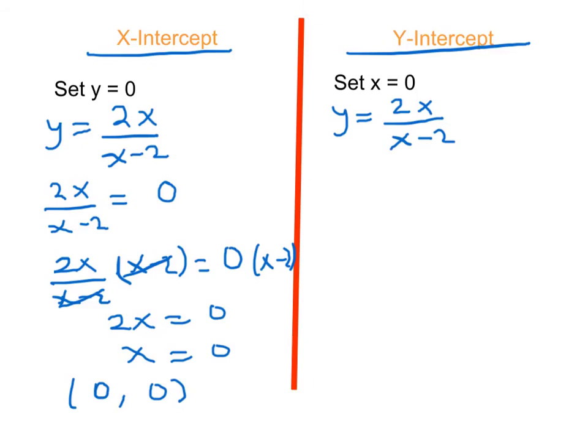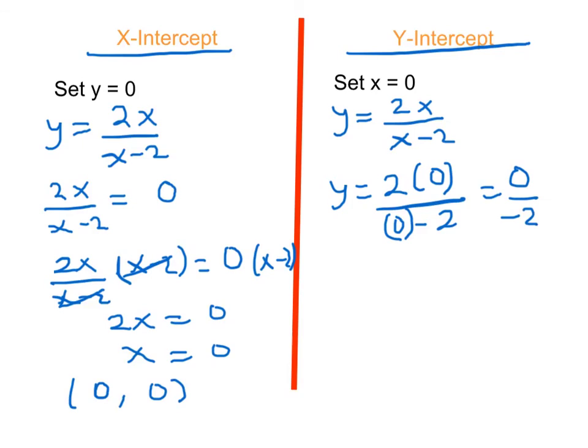The y-intercept occurs where x equals 0. So for the y-intercept, we will set x equals 0 in this expression. Y equals 2 times 0, and then 0 minus 2. 2 times 0 is 0, and 0 minus 2 is negative 2. Y equals 0. So the coordinate of the y-intercept is really (0, 0).